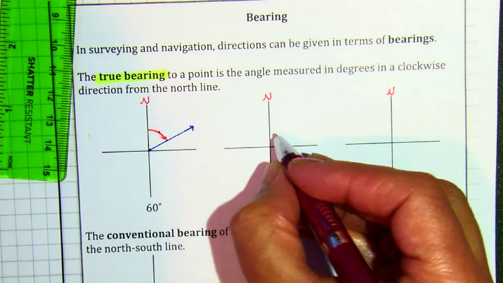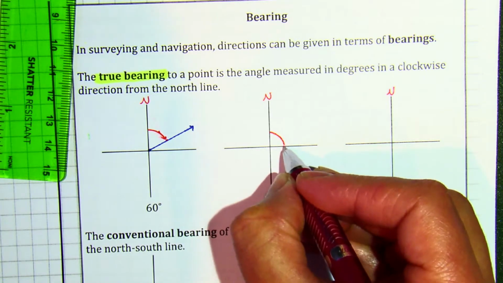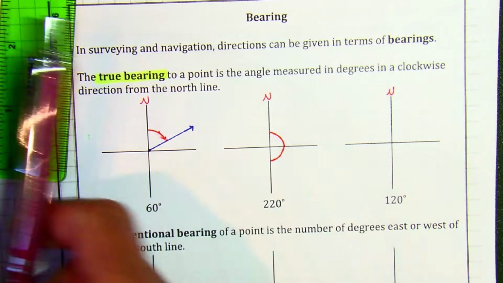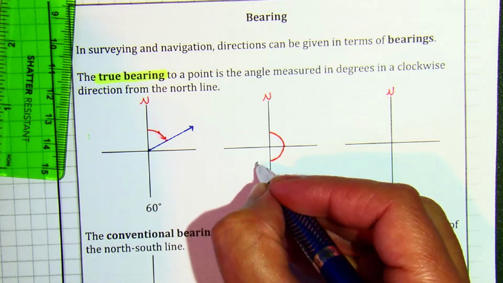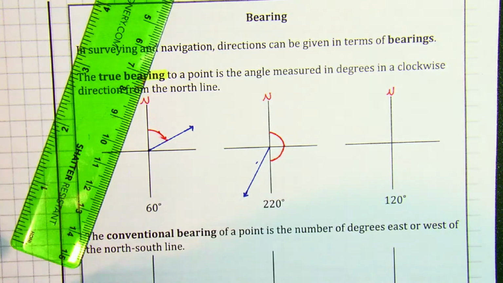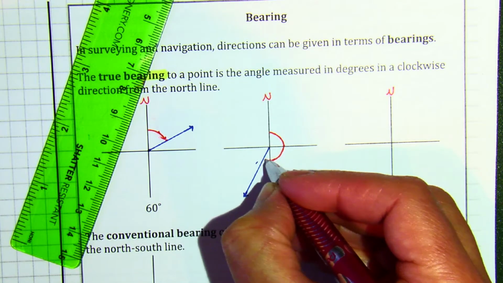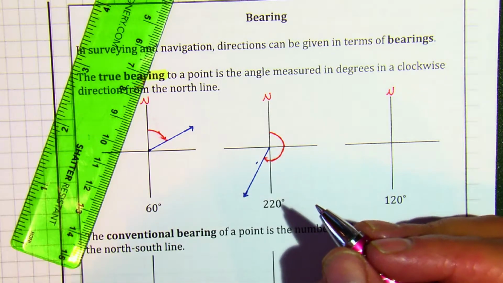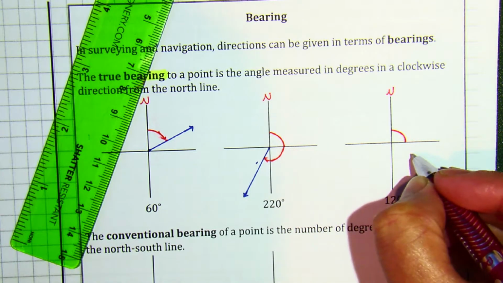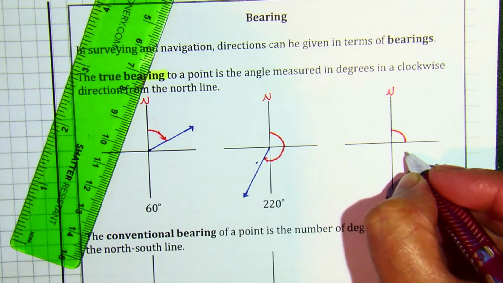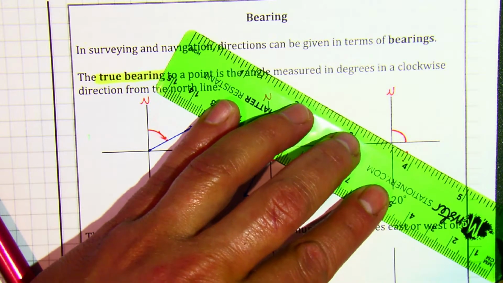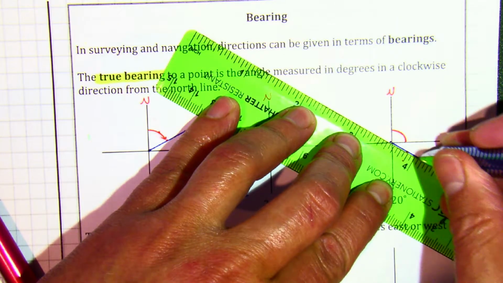Now 220, well, I know that this is 90 and this is 180. How much more to get to 220? 40 more. I know that my halfway mark is 45, and I'll go just a little bit less. So therefore this will be 220 degrees from the north. 120, this will be 90 plus how much more to get to 120? 30 more. I'll place my two dashes. So 30 more is this way. So therefore we're going to start from the origin and we're going to go towards that direction.